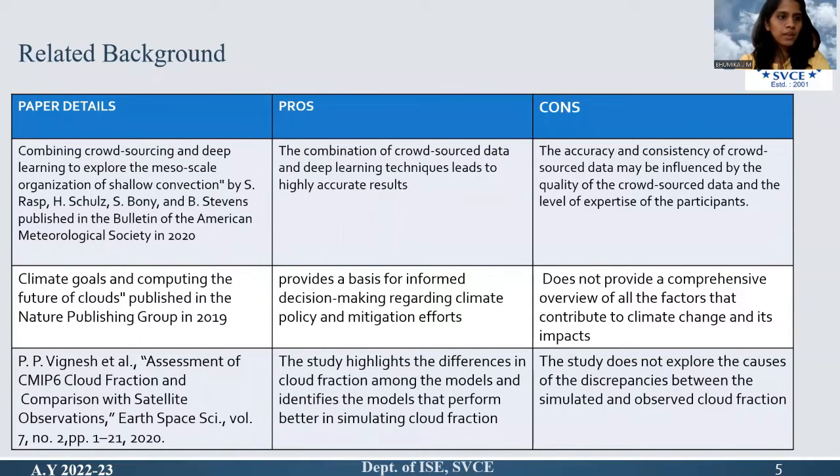The fourth paper is combining crowdsourcing and deep learning to explore the mesoscale organization of shallow convection. The pro of this paper is that the combination of crowdsourced data and deep learning techniques leads to high accuracy results. The con of this paper is that the accuracy and consistency of crowdsourced data may be influenced by the quality of the data and the level of expertise of the participants.